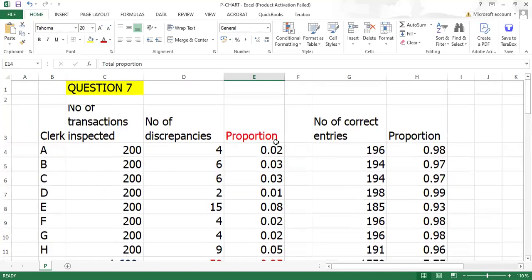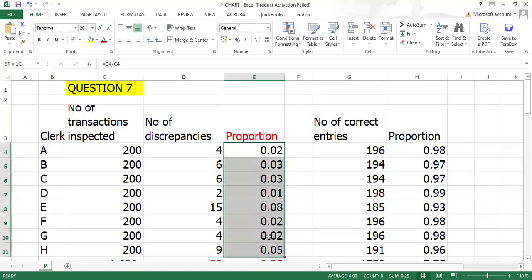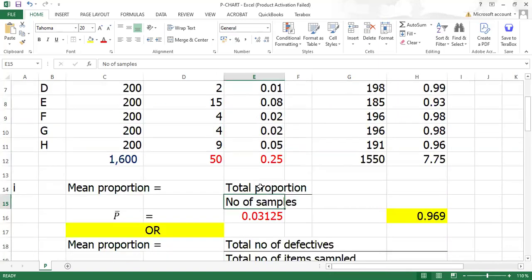They are 8. Are we together? Yes. So you get 0.25 divided by 8. You get this. Any other question? No, clear now. All right, I'll go with the first formula. The first formula is easy.